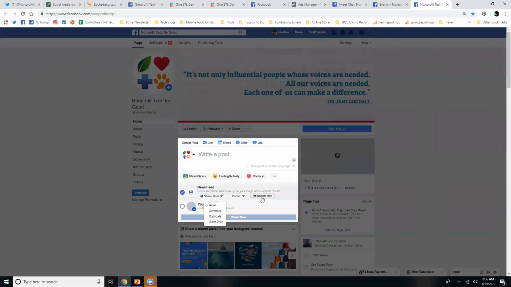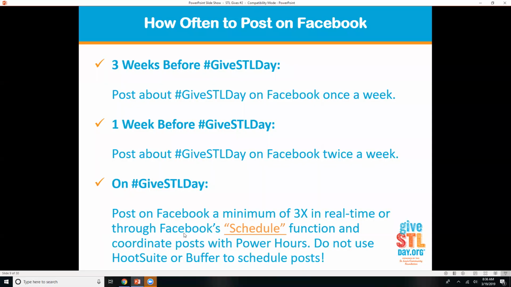So if you want to do 3 on Giving Tuesday, on Give STL Day, let's say you want to do 1 at 2 a.m., but you don't want to actually wake up at 2 a.m., you can schedule it and boost it in advance. But the most important thing is do not use a third-party app ever to post to Facebook.